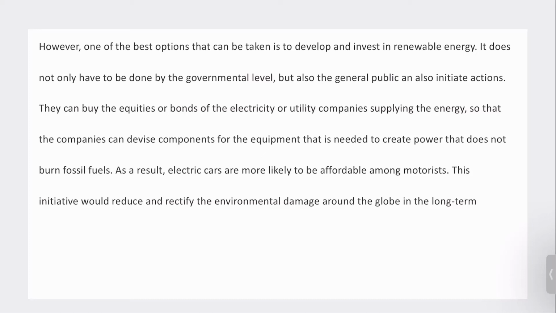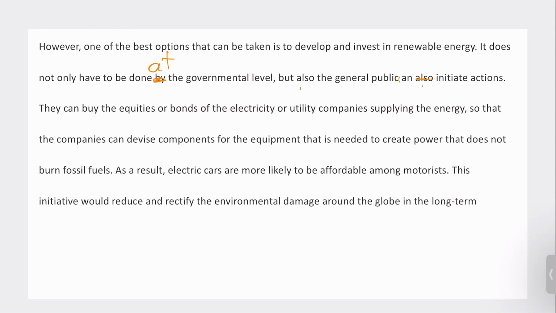However, one of the best options that can be taken is to develop and invest in renewable energy. It does not only have to be done by the government level, so it would be at the government level, but also the general public can also initiate actions. We don't need 2 alsos here.